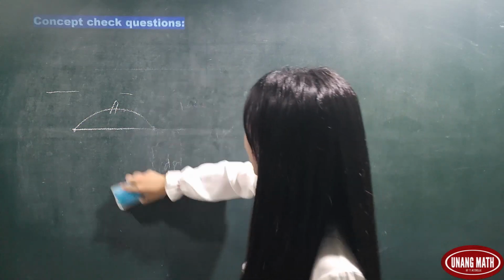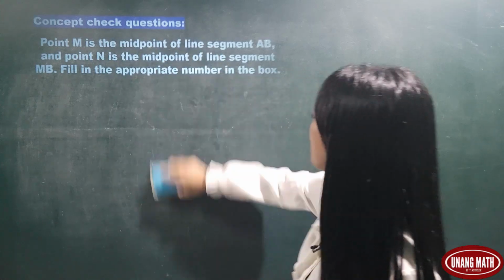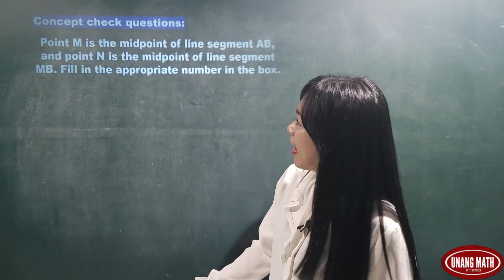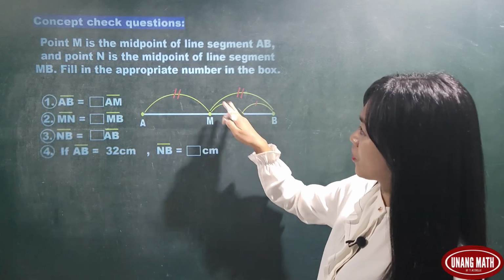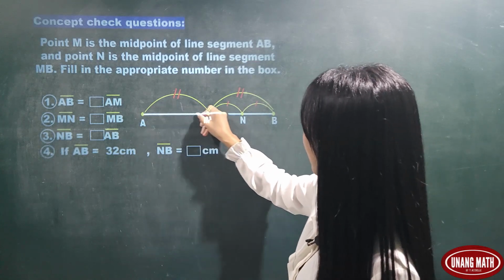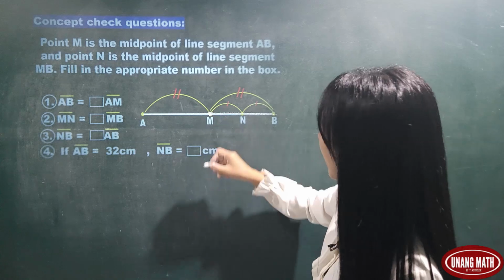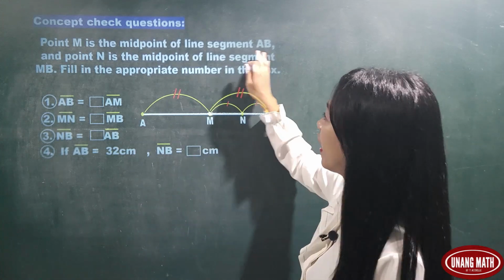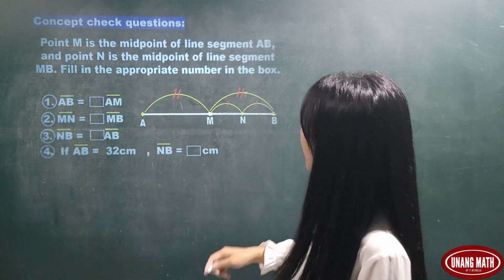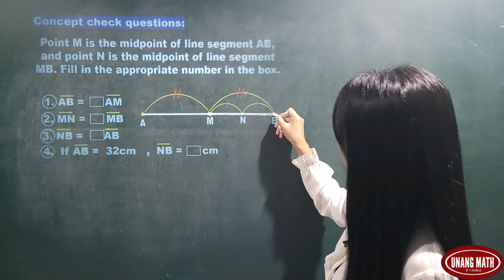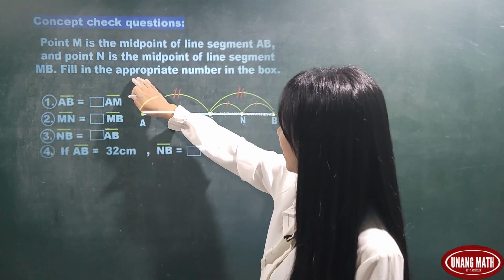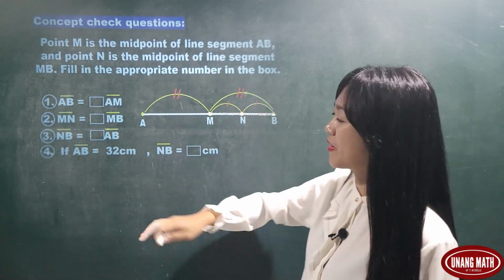Okay, let's answer this simple activity to check whether we understand the concepts learned. Point M in this illustration is the midpoint of line segment AB. So this is our line segment AB. Point M is the midpoint. And point N is the midpoint of line segment MB. So where is line segment MB? This is line segment MB, and the midpoint is N. So fill in the appropriate number in the box.